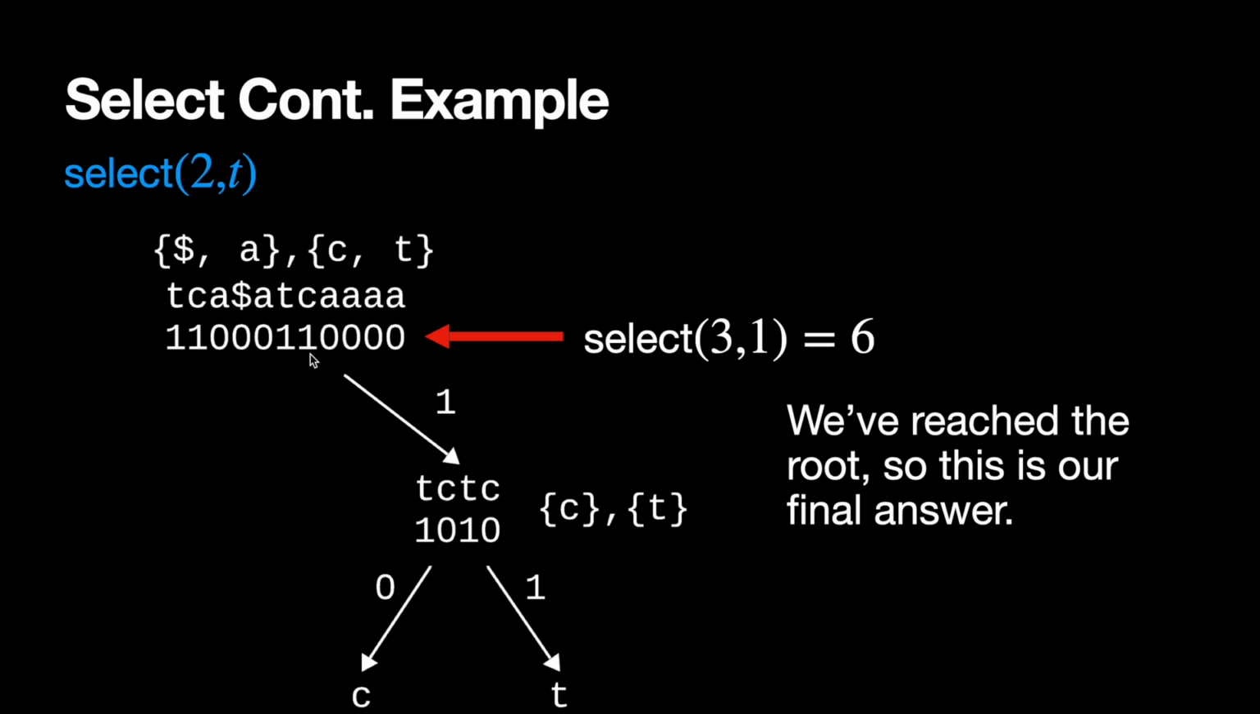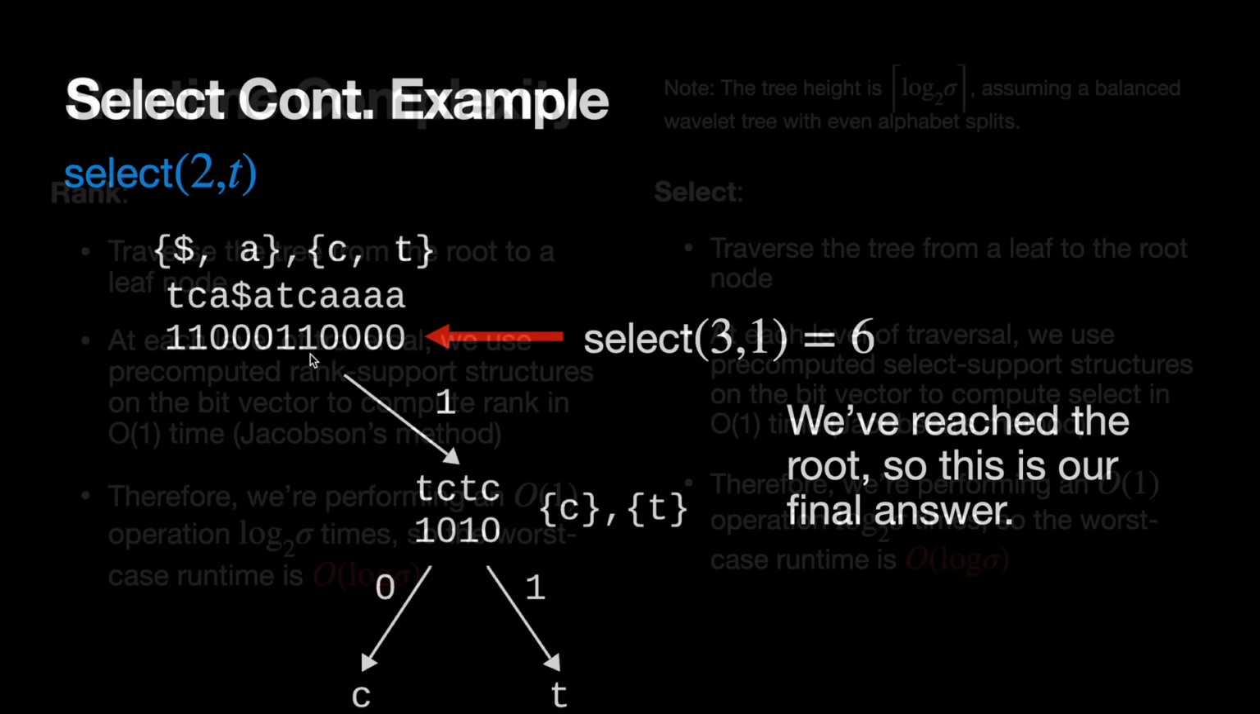So really, it's quite similar to select, just a little bit different because we're looking for different information. And a bit different in that we start at the leaf, so there's no ambiguity, and then we work our way up to the root, accounting for the position differences at each step.